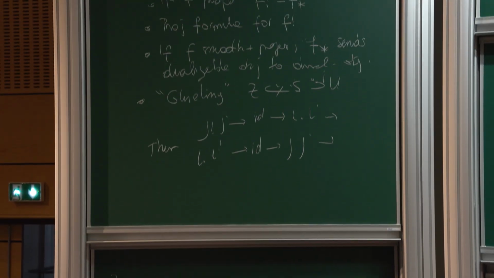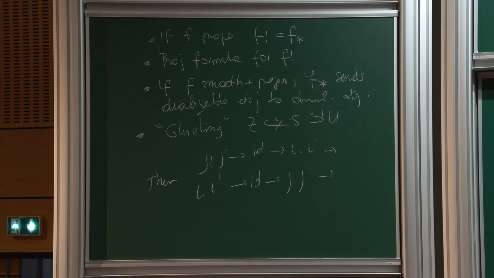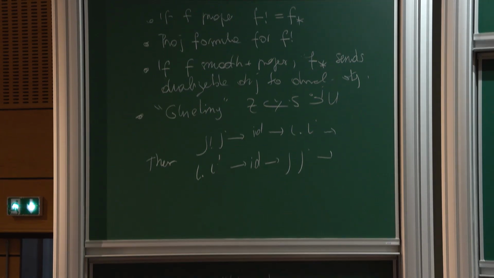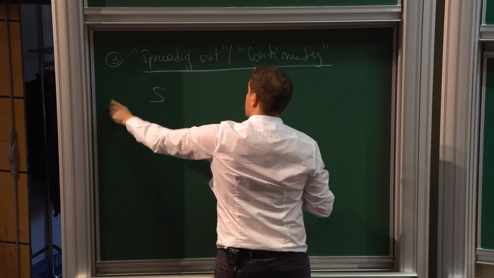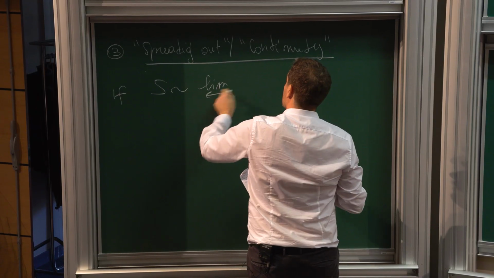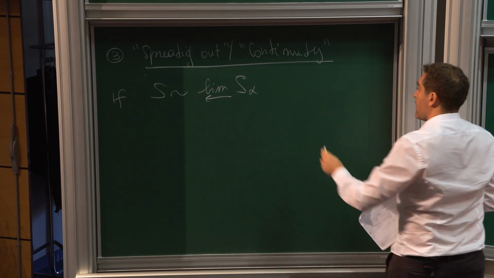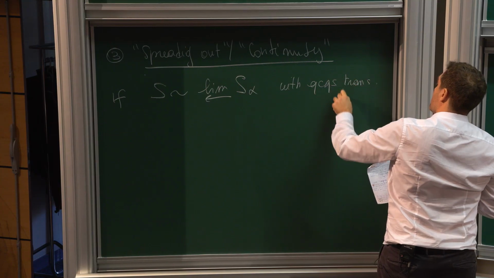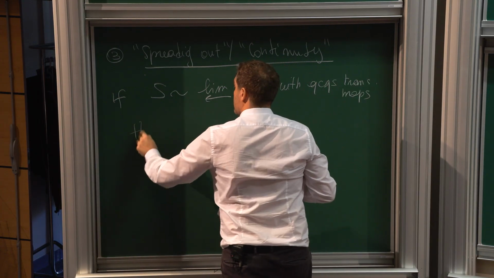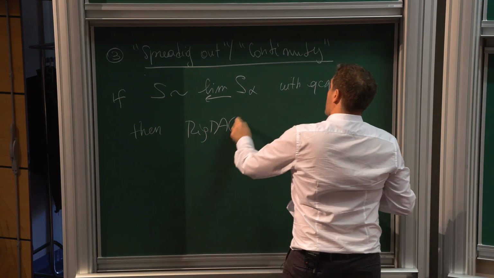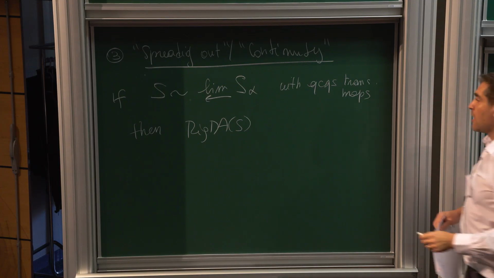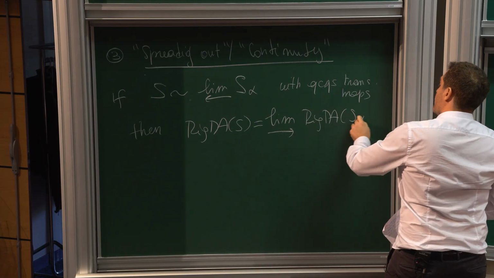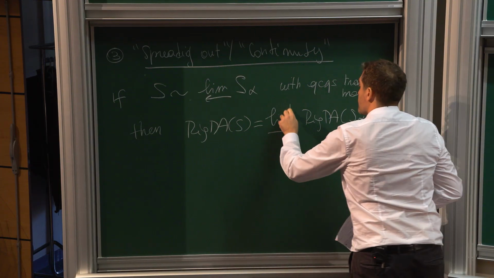Now another property I want to comment on is the so-called spreading, or the thing I call spreading out, or continuity. What it tells us is that if S is a weak limit of p-adic spaces S alpha with quasi-compact, quasi-separated transition maps, then the motives over S can be described in terms of motives over each of the S alpha. They are simply the union of the motives over each individual piece. And of course, this colimit is computed in PrL.